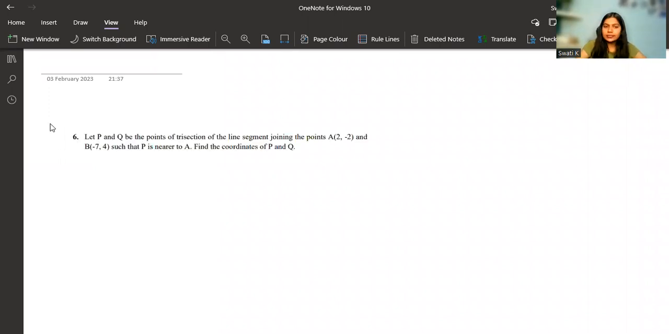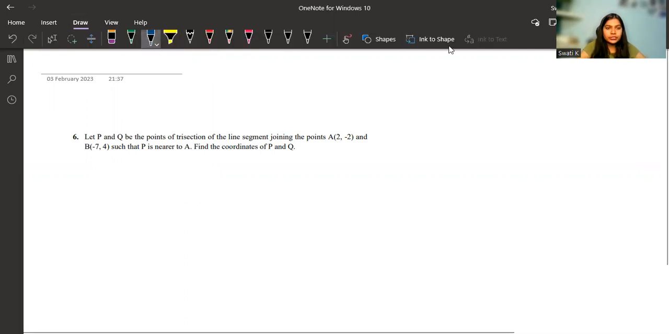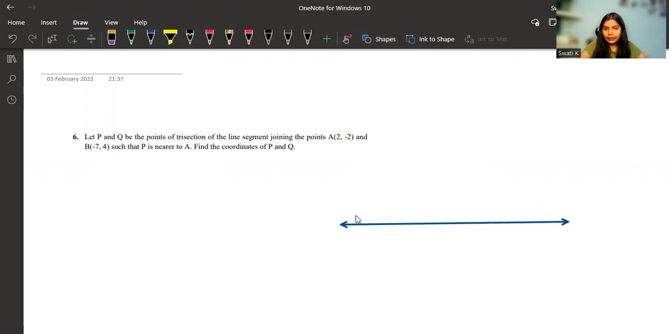Yes, this is our next question, which is based on the section formula. I think I'm able to cover only a few questions in today's video. The question says, let P and Q be the points of trisection of the line segment joining the points A and B. First of all, let's draw a line segment, with point A and point B.